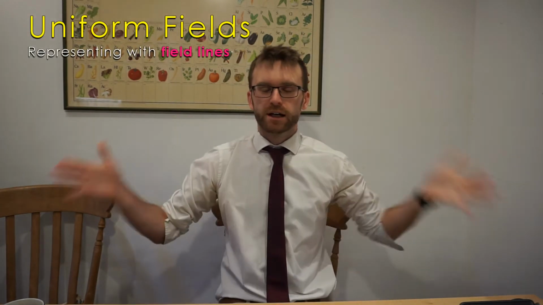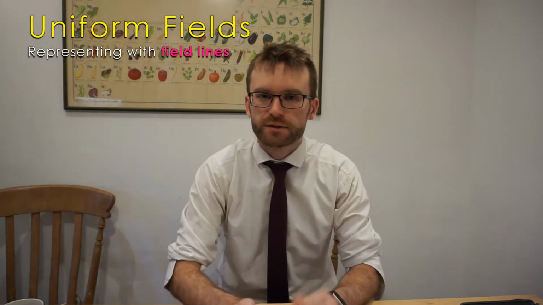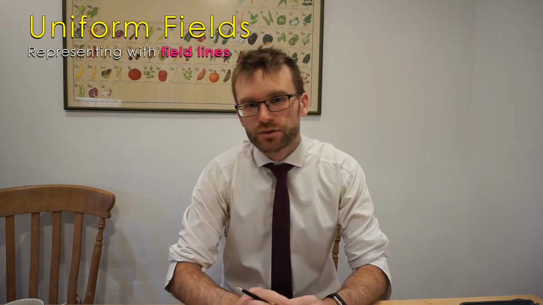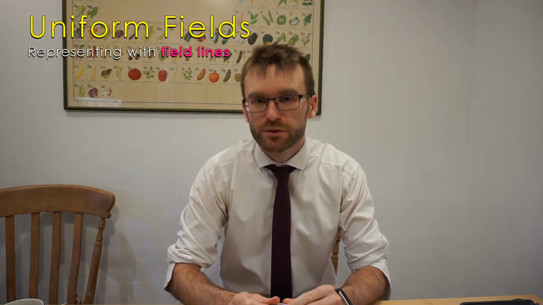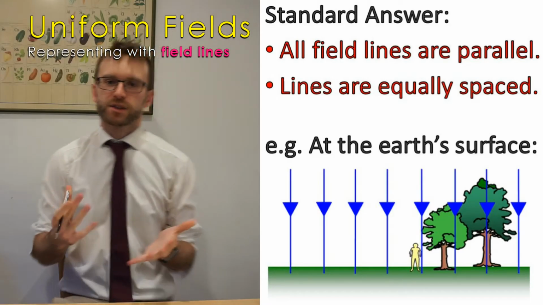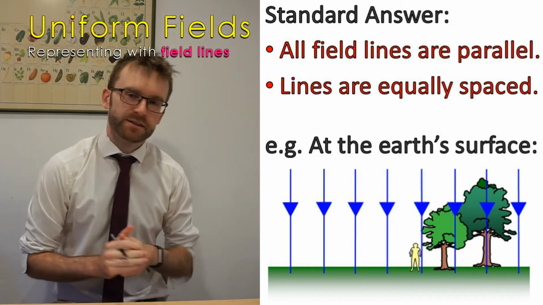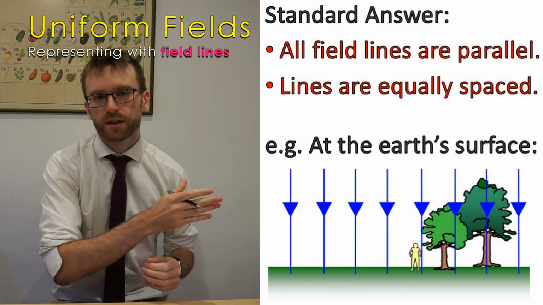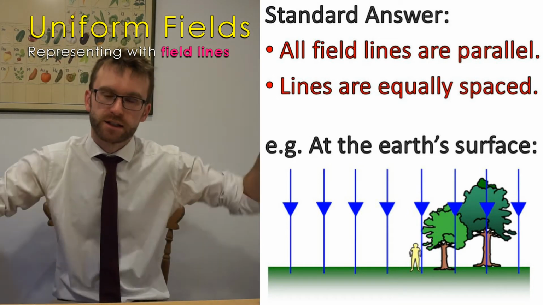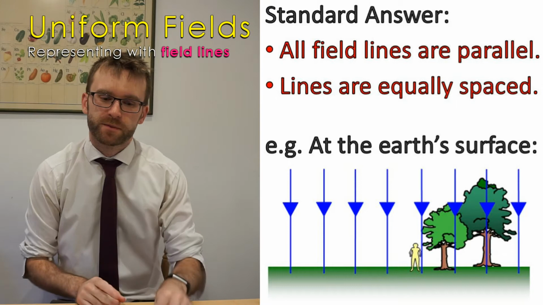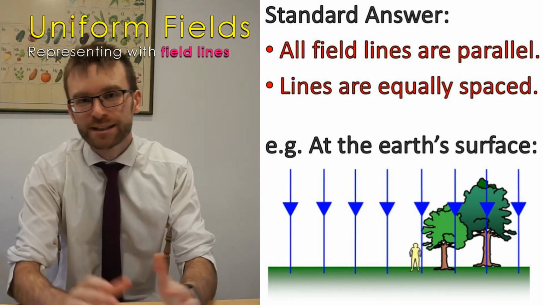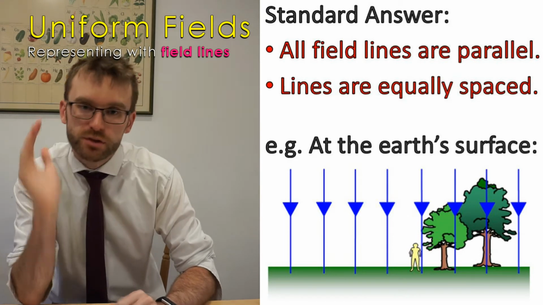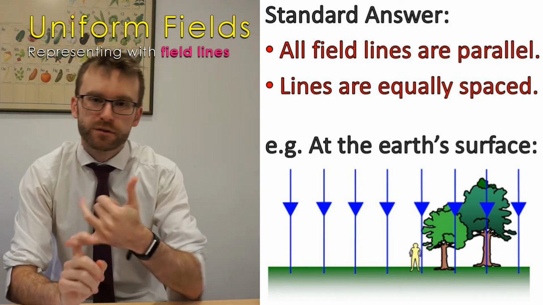Around me here, I am in a uniform section of gravitational field. Over my kitchen table, the gravitational field strength and the gravitational field is uniform. If I were to sketch this using field lines, the field lines would be equally spaced and they would all act in the same direction. That is what a uniform field is, and that's so important that I'm going to treat this like a definition that you must learn.